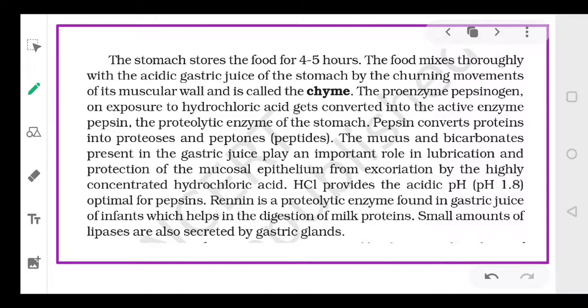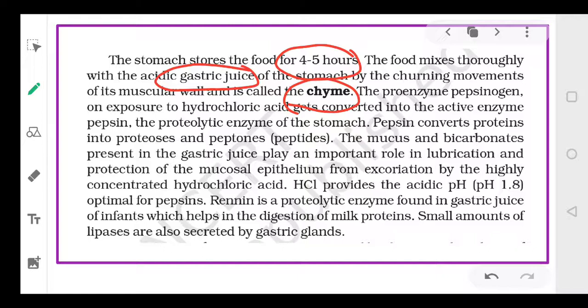Now in your stomach, the food will remain here for 4 to 5 hours. So you can say your food will be thoroughly mixed with the gastric juice. For how much time will the food be present in the stomach? The food will be present for 4 to 5 hours, and it will be thoroughly mixed with the gastric juice, and it will result in the formation of chyme.